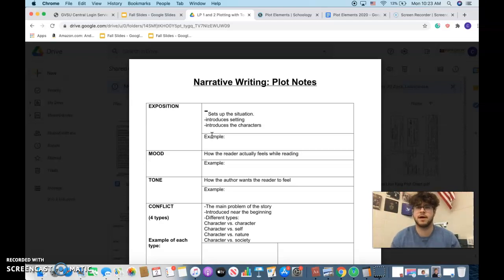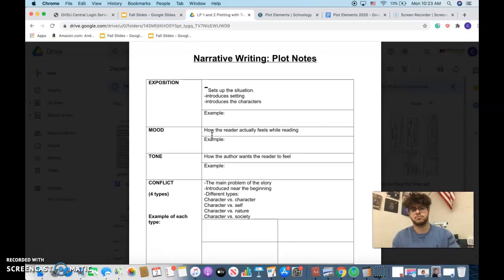So I want you to think about how stories do this. Usually in books, it's probably the first chapter of a book or maybe the first few pages. In a movie, it might be the first maybe 4 to 5 minutes. Then we have mood and tone. So pause if you need to fill that out.